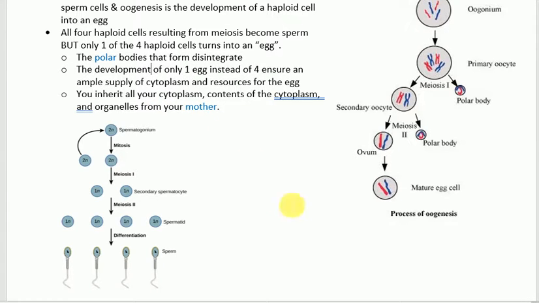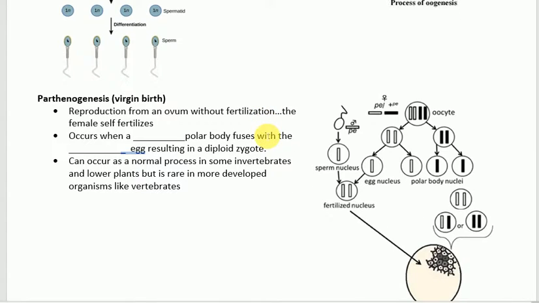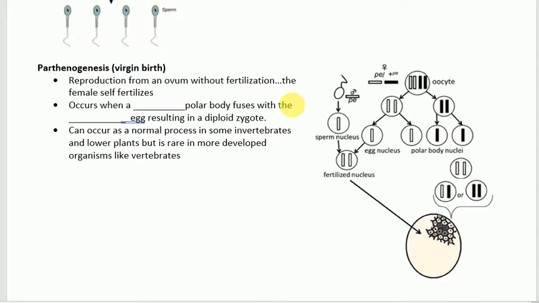Okay, so let's look at pathogenesis. And this is referred to as a virgin birth. Basically, this is reproduction from an ovum without fertilization. So the female self-fertilizes.